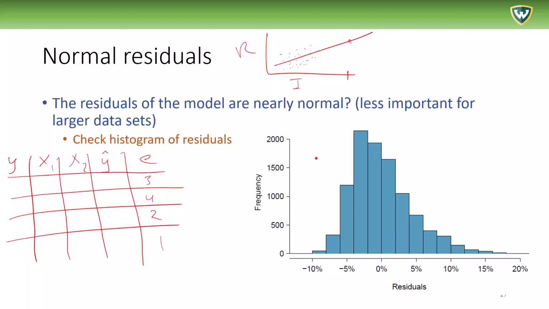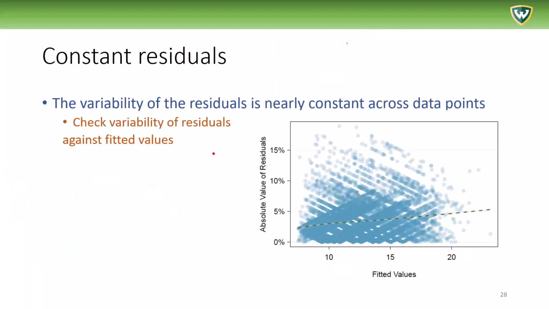So the residual is 3, 4, 2, whatever the numbers are. It's kind of like a variable in the model. Just like any of the other variables, we can get a histogram of it, and if it looks normal, or nearly normal, that's a good thing. The variability of the residuals should be nearly constant across data points.